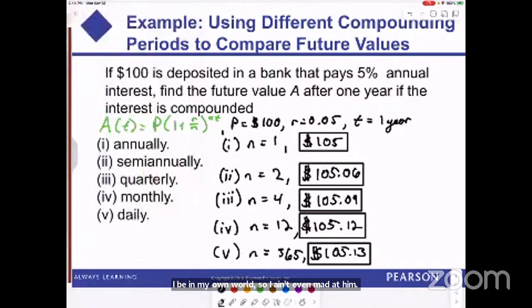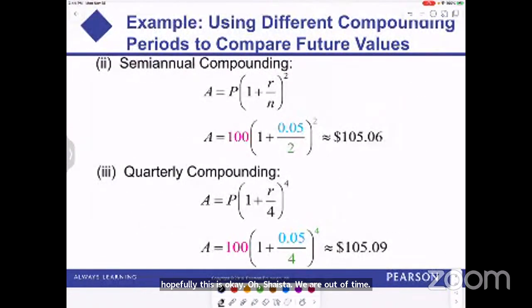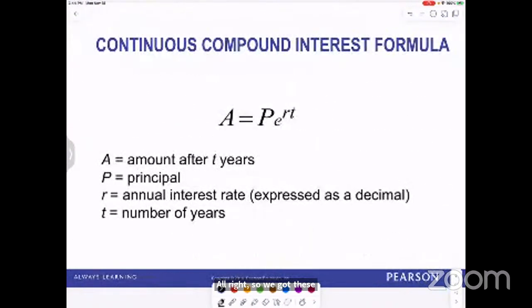So hopefully this is okay. Oh, shyster. We are out of time. All right, so we got these. Let me just do a quick scan of the remaining items. Continuous compound interest. So you should have noticed something. The more compoundings we did per year, you should notice something about those previous outcomes.